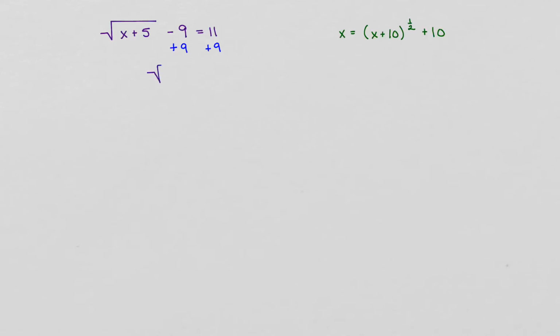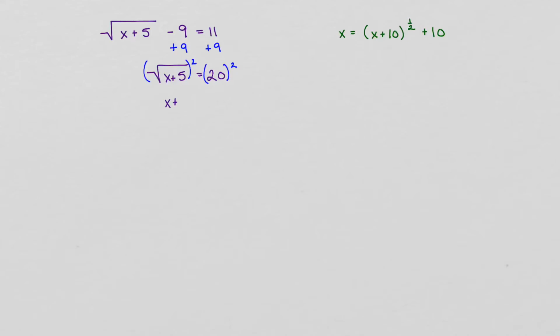And this is going to leave me with the square root of x plus 5 is equal to 20. So at this point, you can do a little check right now, like I had shown you in the previous example. I'm showing that the principal square root is equal to a positive number. That's expected, so I should definitely keep going here. In order to clear out this radical, I'm going to square both sides of the equation.